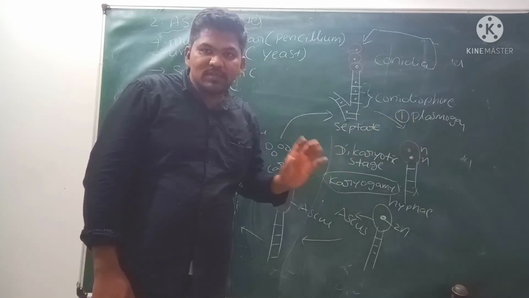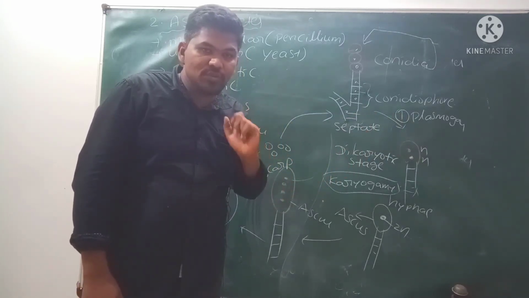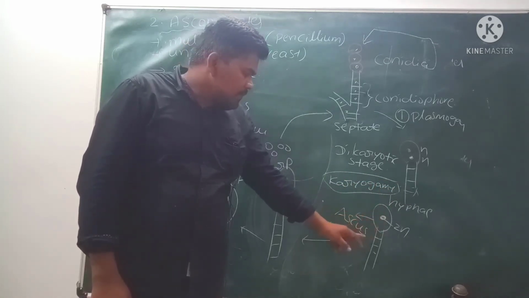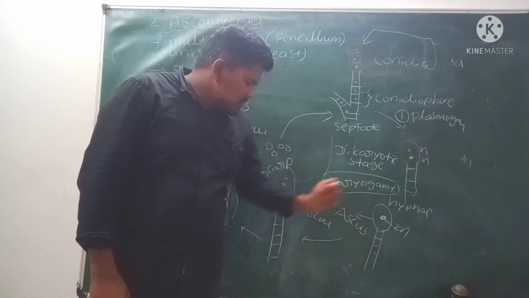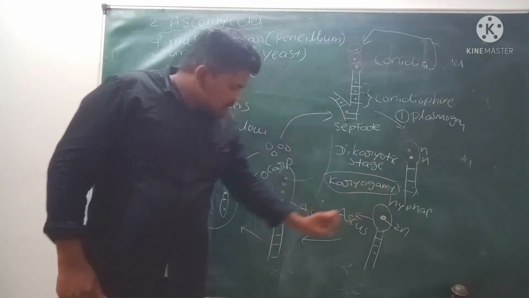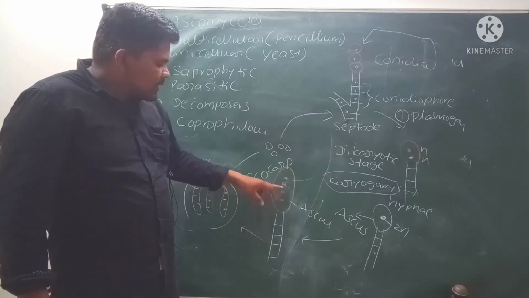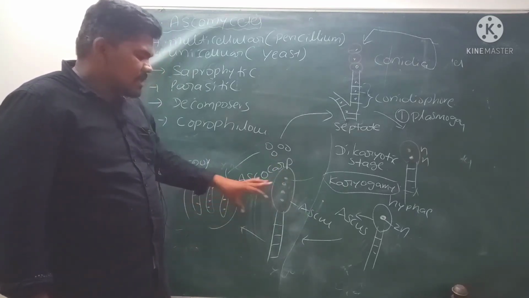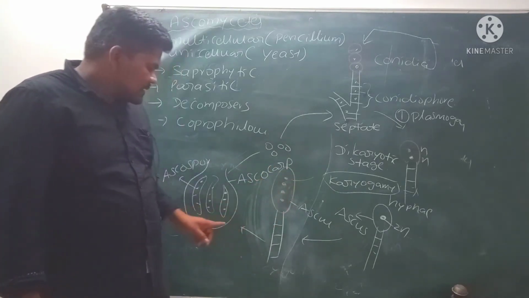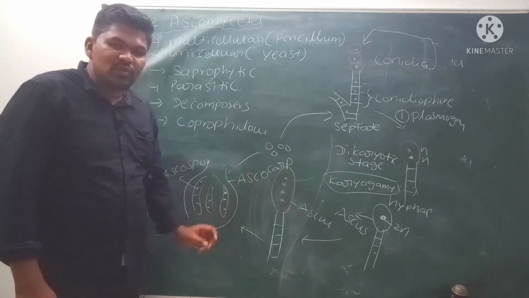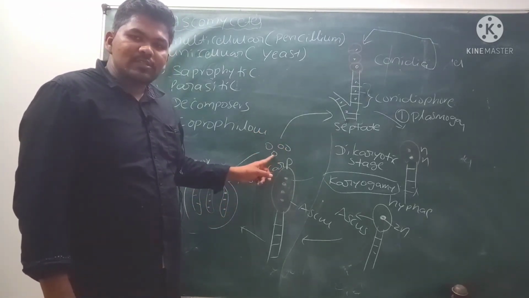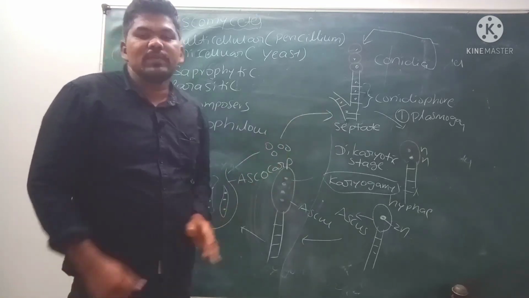This is the dikaryotic stage. Why? Because within one cell we can see two nuclei. Then the two nuclei fuse together, leading to the formation of a zygote. Again this diploid nucleus divides by meiosis and forms the ascospores. These ascospores are found within the ascus, and the asci are arranged in the ascocarp. Finally ascospores are released from the ascocarp, germinate, and form new fungus.